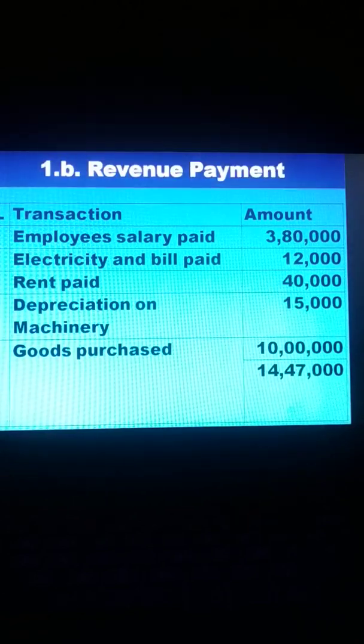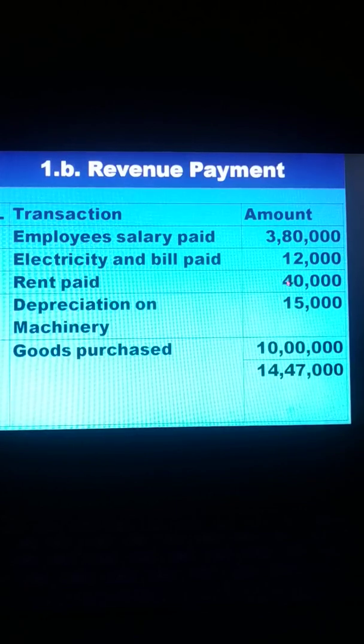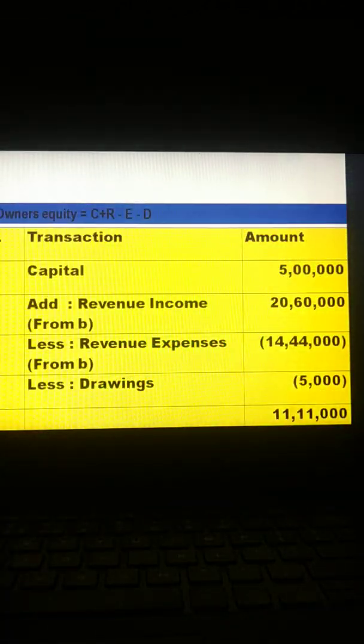Dear student, now revenue payment. It is much like revenue expenditure, but with a little difference. The difference is only in rent paid. When I wrote expenses, at that time I wrote 37,000, but here I have written 40,000 because I did not subtract the 3,000 here. Whatever money I have paid, all is payment. That's why it is revenue payment.